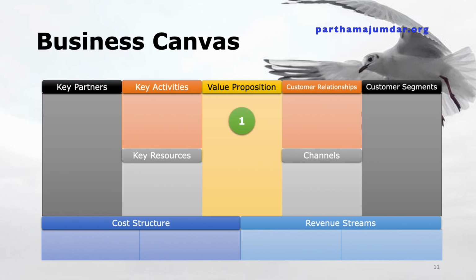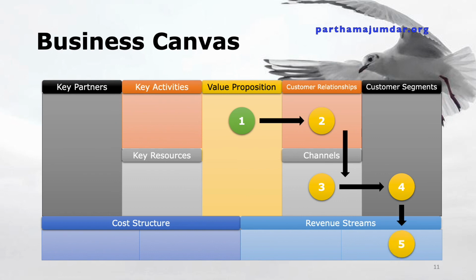So the first thing I do is I make the value proposition. From the value proposition, I'm able to decide what are the customer relationships that we will require. And once the customer relationships are established, I can decide what are the channels we will require to reaching out to the customers. Then we can decide the customer segments that we will address.